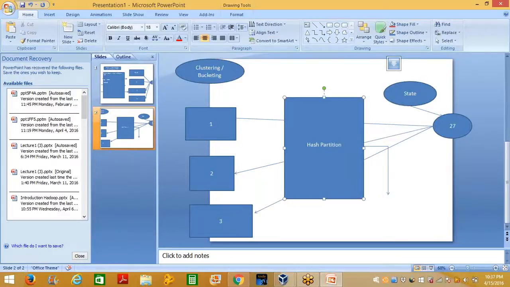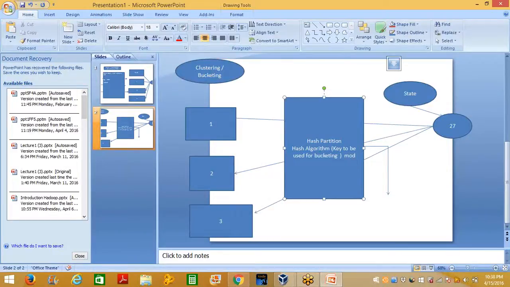This hash partition uses a type of algorithm inside. That algorithm is nothing but the hash algorithm. Within this hash algorithm, what is the parameter that can be specified? The parameter that can be specified is nothing but the key to be used for bucketing. This is what I'm going to do here.